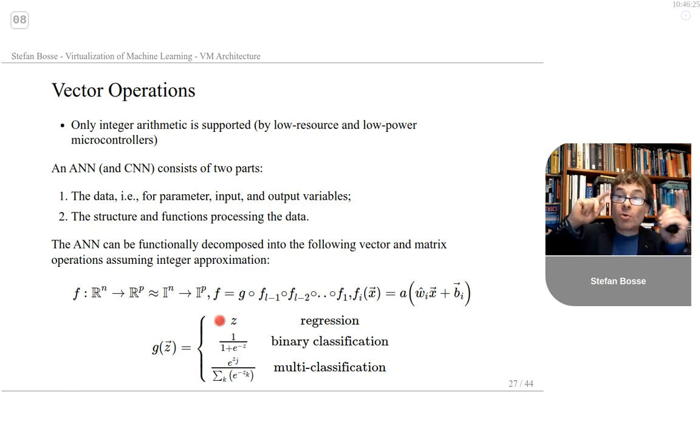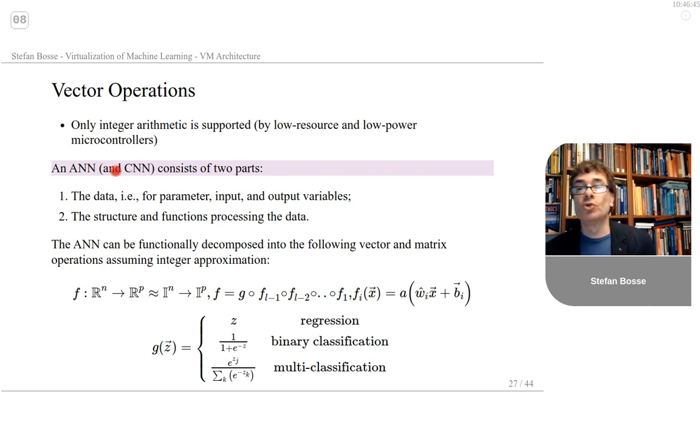Now coming to the main interesting part here, the machine learning part of the REXA VM. The REXA VM itself is not strictly correlated to machine learning, but it provides vector operations commonly used in artificial neural networks and convolutional neural networks. We are assuming only integer arithmetic. It's the only arithmetic you can expect in low resource and low power microcontrollers.